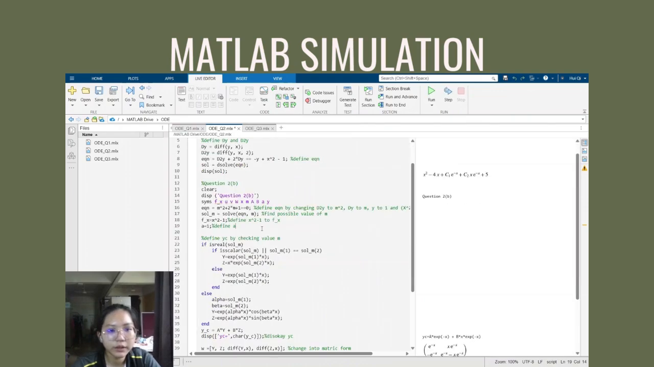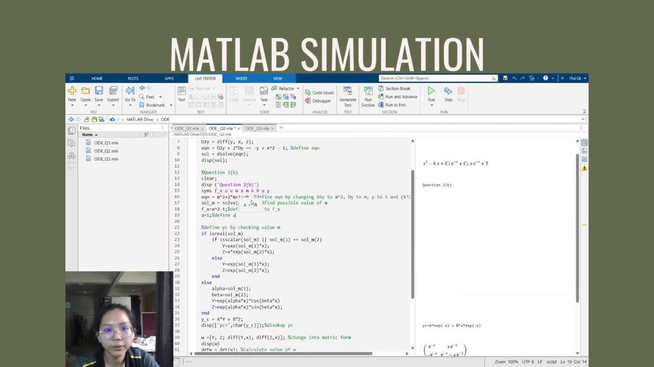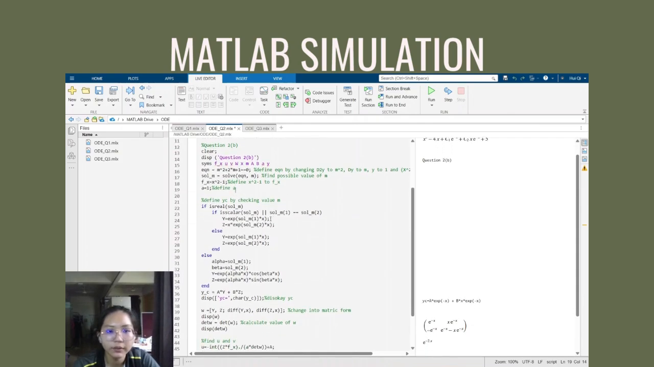For question 2b, we change the first derivative and second derivative to m squared and m, y to 1, and ignore the right hand side. We find the possible values of m by using the solve command, and define the right hand side to f(x) and define a to 1.